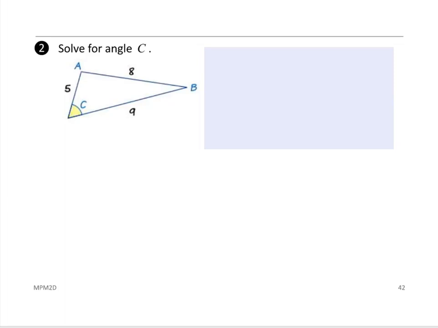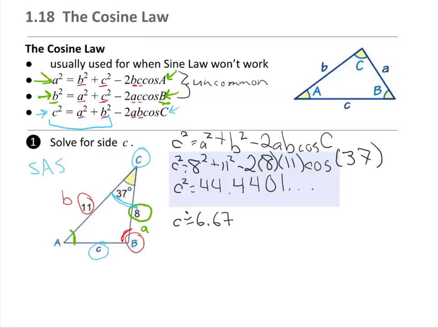For our next example, we have solved for angle C. You set it up the exact same way. Because we're looking for angle C, we need to have a formula that has cos C. Notice how we have C here that's unknown, and it says solve for angle C up here. That means we want cos C. So of the three formulas, if we go back a page, there's only one that has cos C in it, and that's the third one.